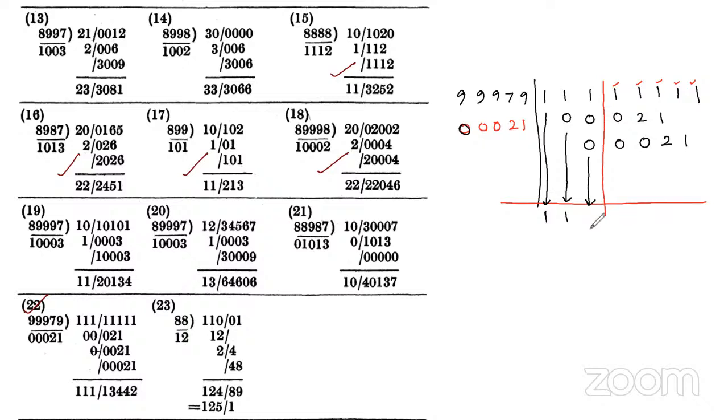Here sum will be 1 again. So 1 into 0, 0. 1 into 0, 0. 1 into 0, 0. 1 into 2 is 2. And 2 into 1 is 1. So that 1 we are getting.